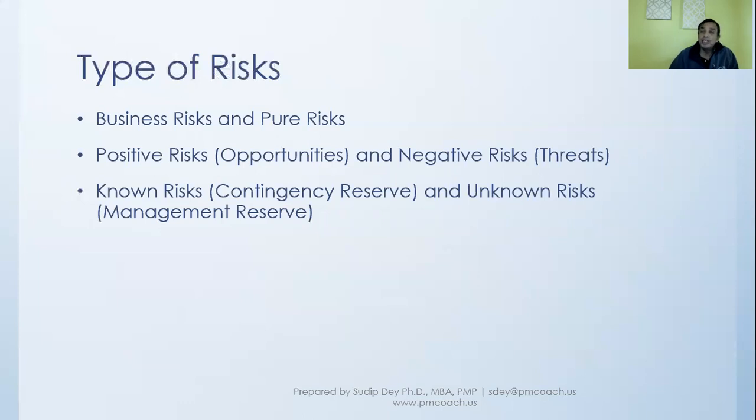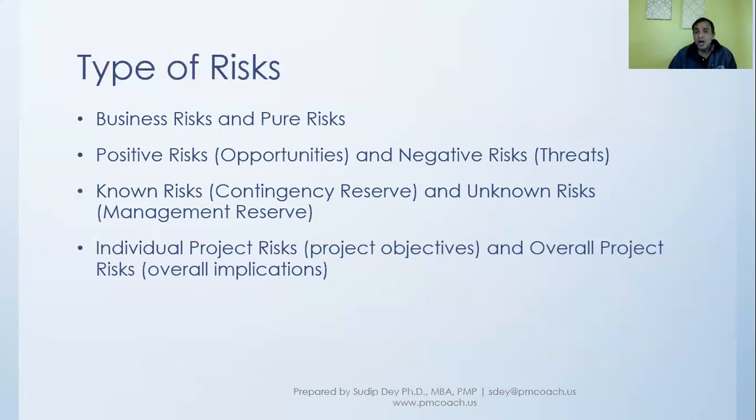As opposed to known risks, there are unknown risks that we have no way to know, we cannot even think of, and they are going to come as a surprise, and that happens. The way we handle unknown risk is by keeping a management reserve, which, if you remember, is not within the baseline. It is outside the baseline, in addition to the baseline, and is held within management control. So known risk and unknown risk: known risk is for contingency reserve, unknown risk for management reserve.